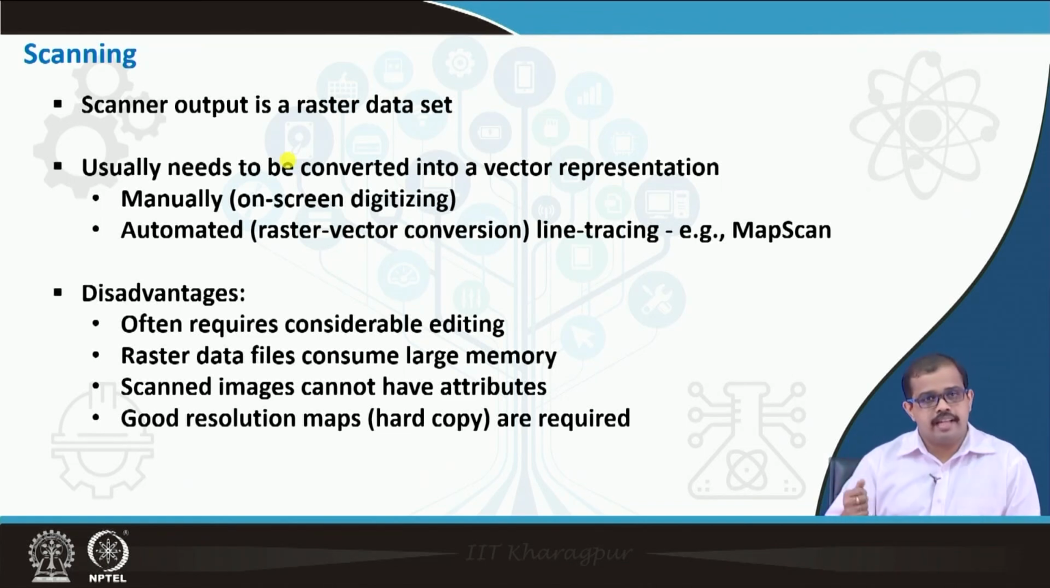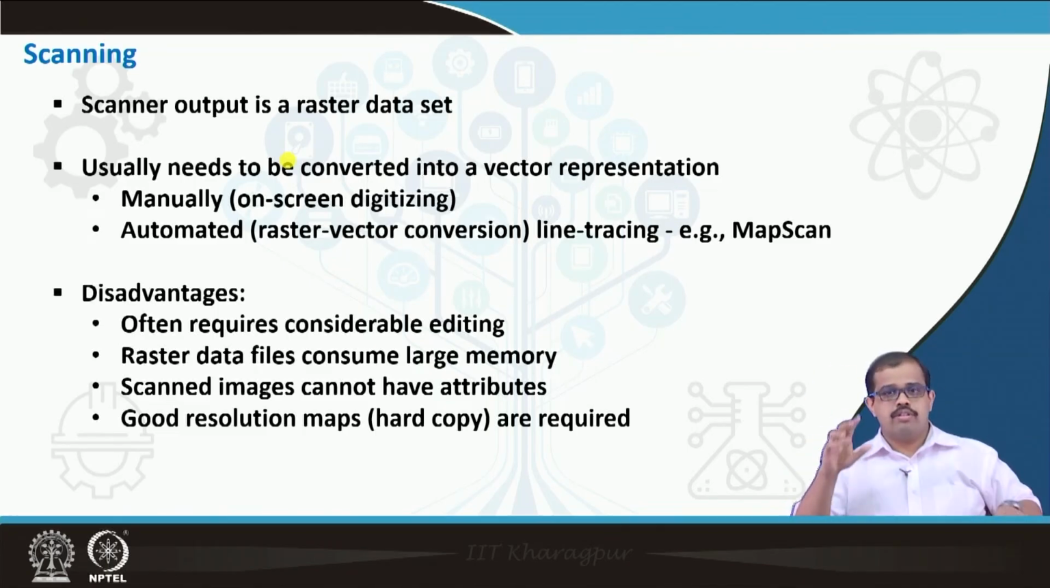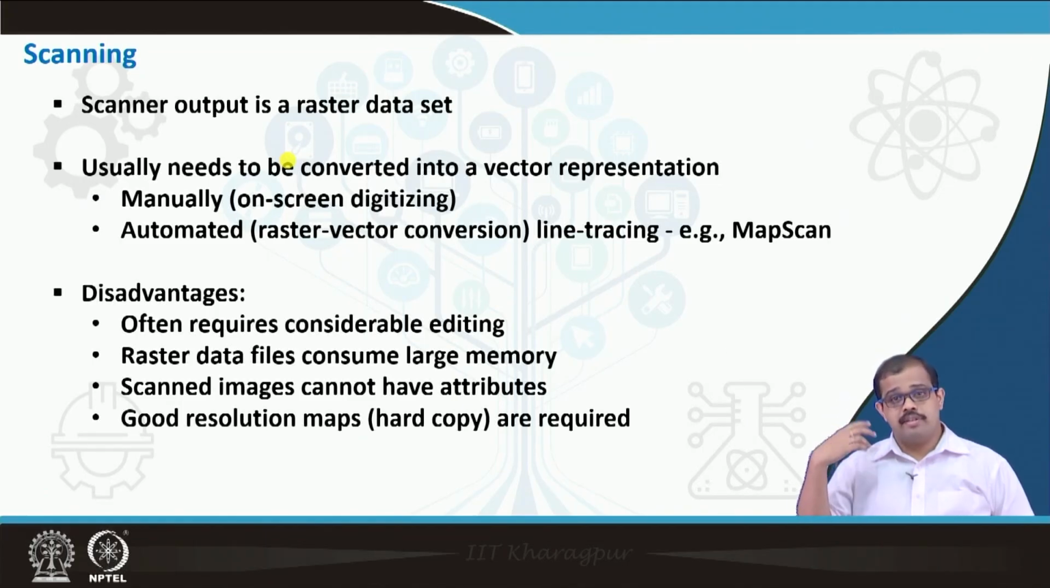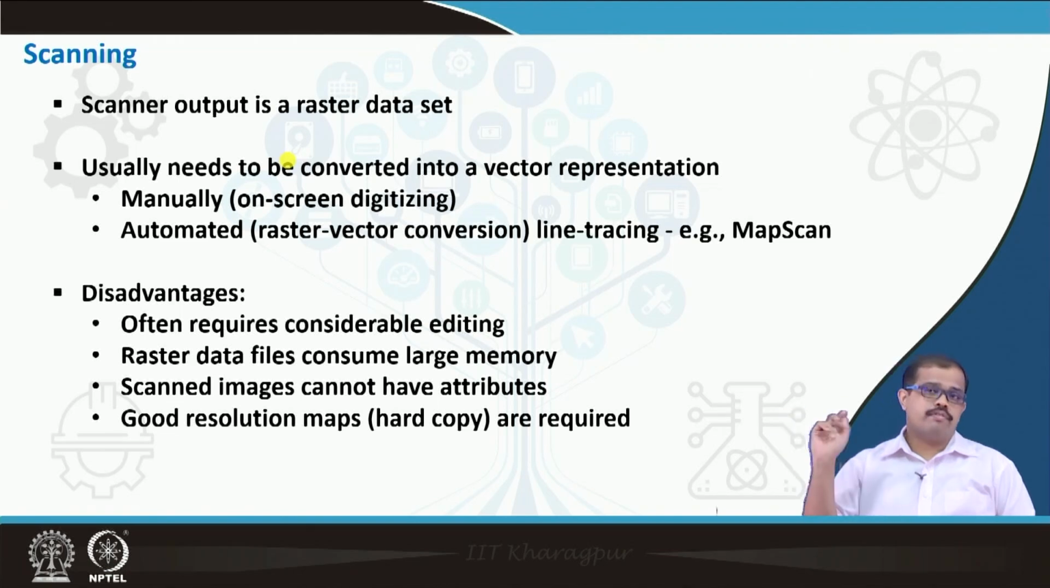Manually, this is done by on-screen digitization, and we will also look at how we can create this manually. In a practical class, we will create one map manually so that you understand how the vectorization is done. But nowadays, once you have raster data, most of the process is automated. So raster to vector conversion is done, then you have line tracing. There is software called MapScan, which can be extremely useful in such cases.